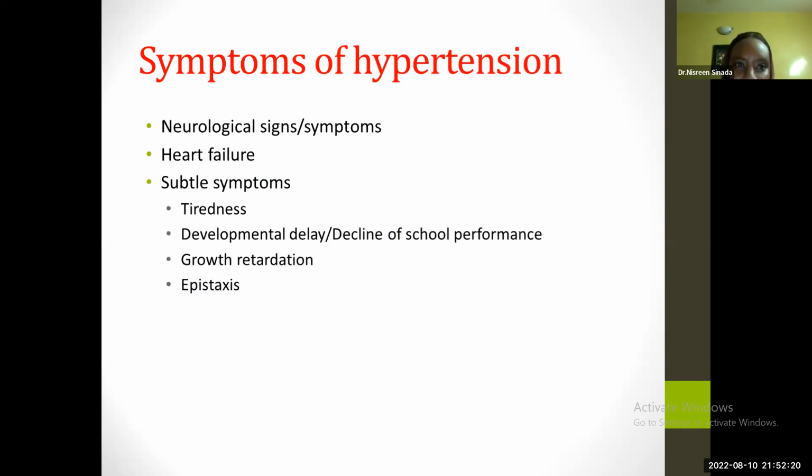Symptoms of hypertension: neurological signs and symptoms like headache, visual disturbance or vertigo. They can present with heart failure. They can present with subtle symptoms like tiredness, developmental delay, declining school performance, growth retardation, or epistaxis.